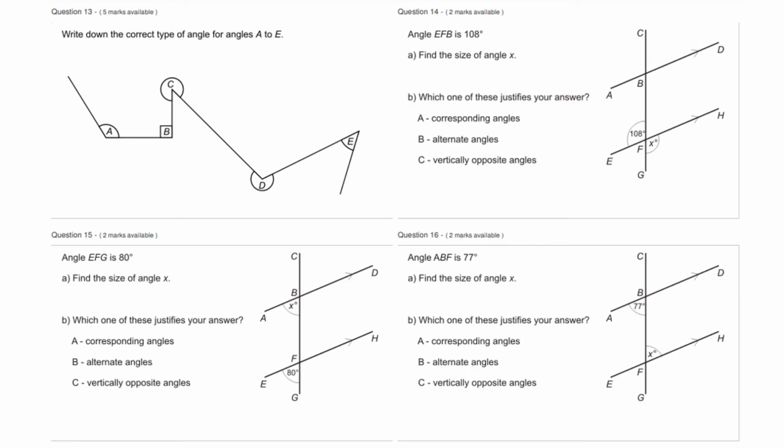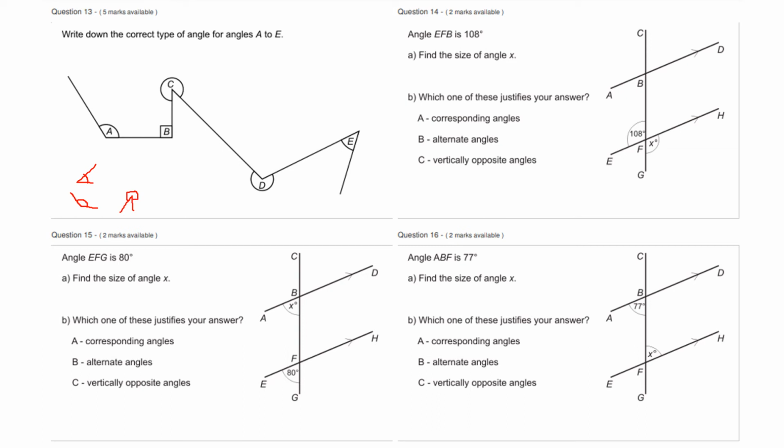Question 13, the correct types of angles. So I've already told you in the last question we've got acute angles are less than 90 angles, obtuse angles are bigger than 90 angles, and then the one everyone forgets about, reflex angles, anything which is bigger than a straight line. Okay, reflex.